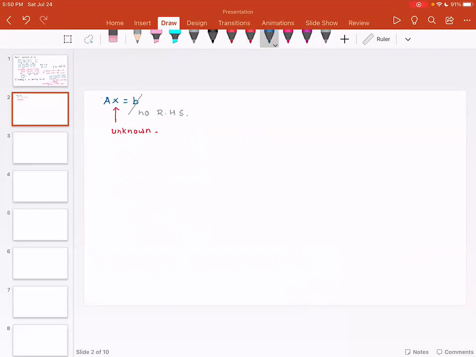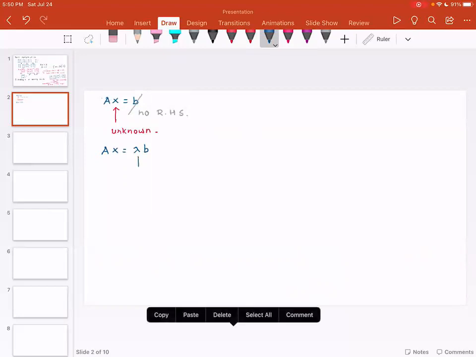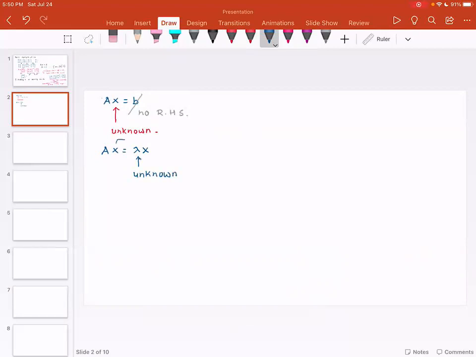There is no RHS, but X is unknown. And this equation, I want to write it something like this: AX is equal to lambda X. Some observations here: lambda is unknown. X is also unknown.